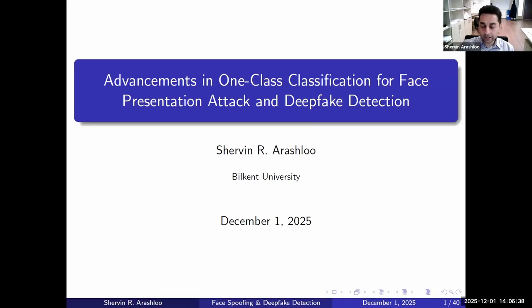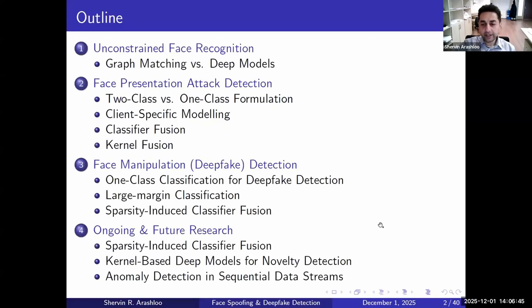Face presentation attack detection and defect detection using one-class classification methods. But before that, I will give a very brief overview on unconstrained face recognition and then move on to these two problems, summarize our contributions, and then talk about future possible directions. So I will start very briefly about what is face recognition, what is the state of the art, and what were our contributions in this problem.